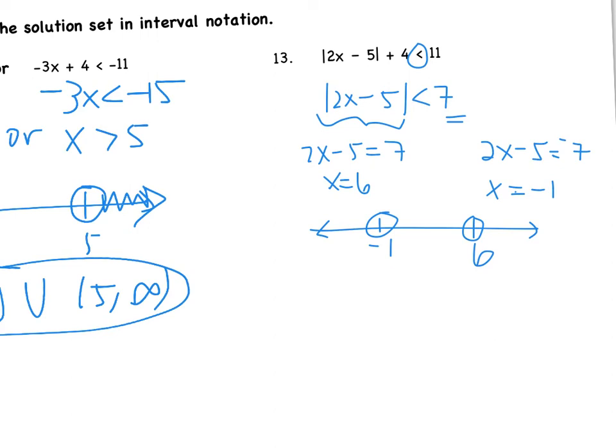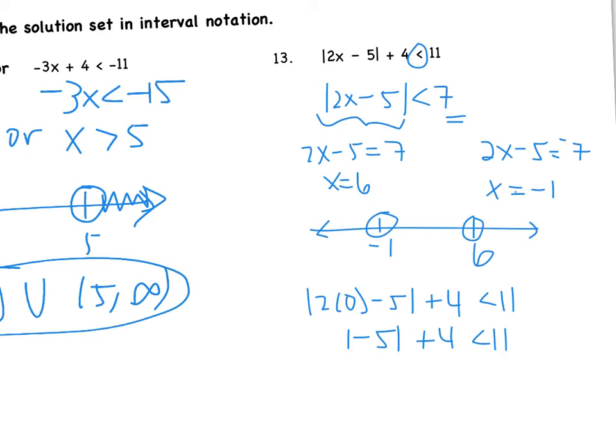Plug in a number. What's the easiest number to plug in? 0. Plug in 0. Now, where do I have to plug in 0 to? The very original equation. So I get the absolute value of 2 times 0 minus 5, plus 4, is less than 11. So this is the absolute value of negative 5, plus 4, is less than 11.